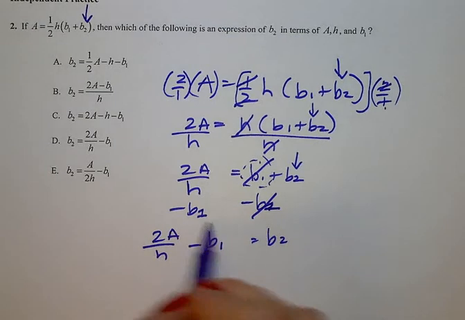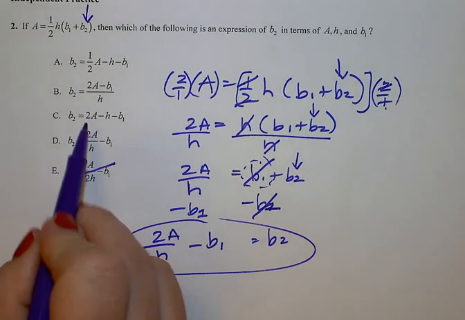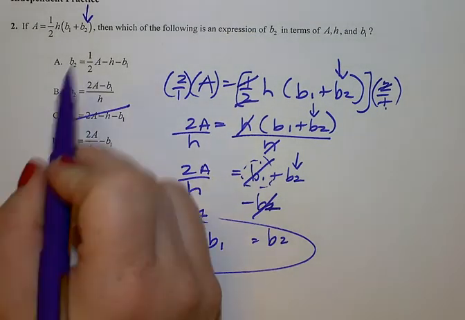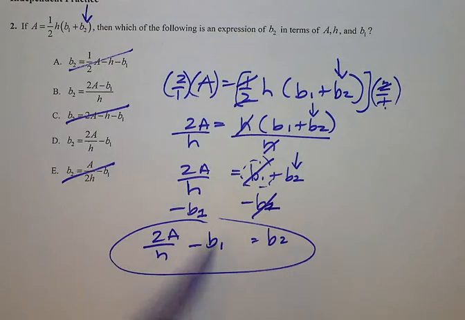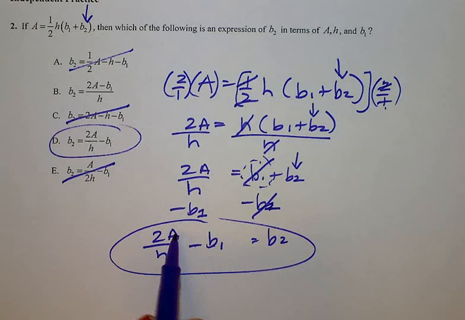Now I'm going to look off to the side here. I have 2a over h, not 2 over h. So 2a over h, subtract b sub 1. Notice that this is not on top with the numerator. It is separated by a subtraction sign. Correct answer is D.